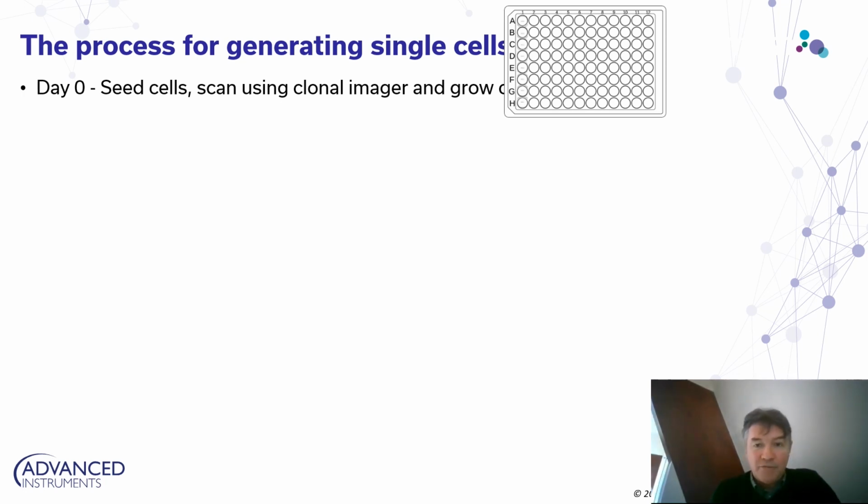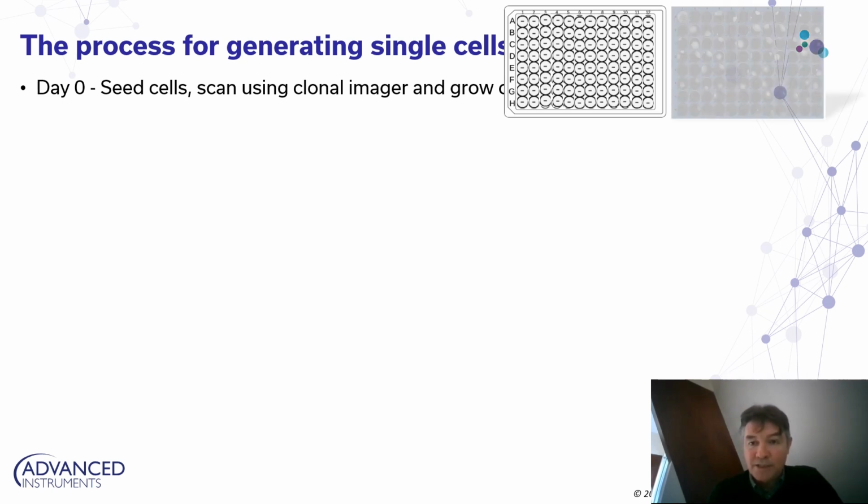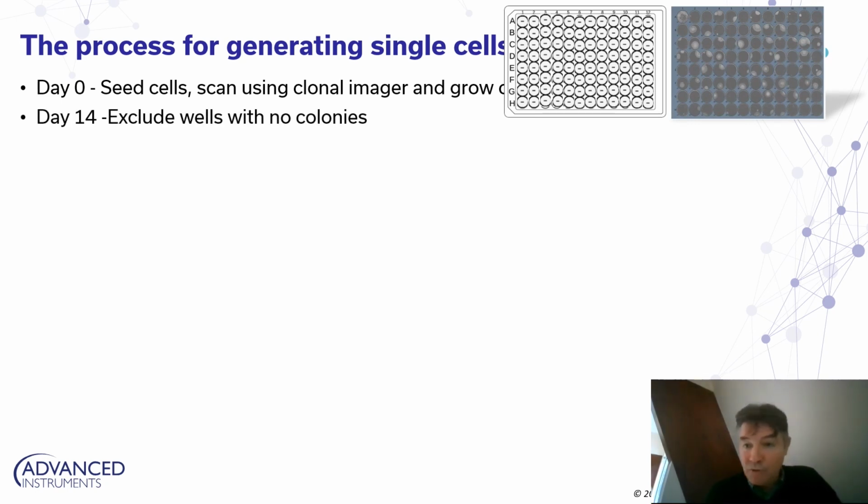On day 0, the day of seeding, you'll use either limiting dilution or an automated seeder, for example, to dispense cells into a microplate and then scan the plate using a clonal imager, and over the coming days, colonies will grow in some wells. Around day 14, or it could be day 7, or it could be later than day 14, you'll look at the plate and decide which of the wells do not contain colonies and those are then excluded.